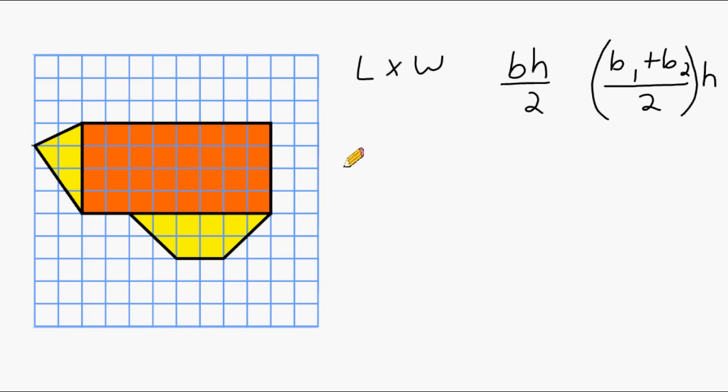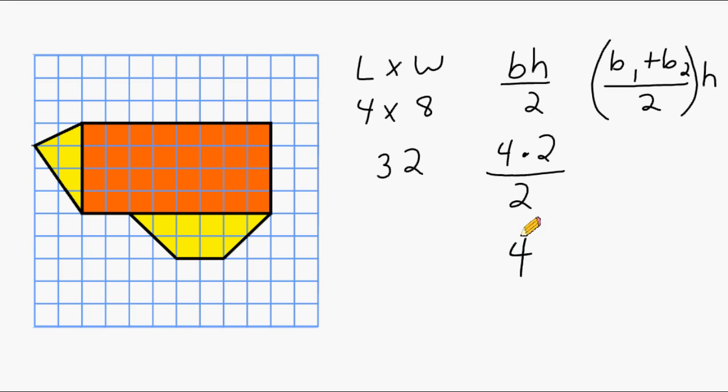So let's start with this rectangle. This rectangle has a length of 4 and a width of 8, and 4 times 8 is equal to 32 square units. Now the triangle over here has a base of 1, 2, 3, 4, and a height of 2. So the base is 4, the height is 2, and we take that product and divide it by 2. 4 times 2 is 8, and 8 divided by 2 is 4. So the area of the triangle is 4 square units.